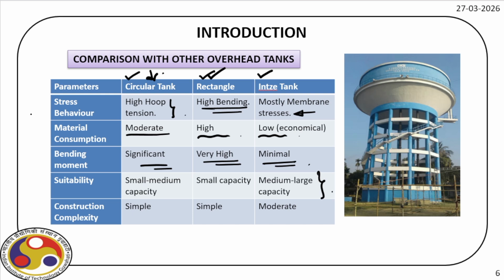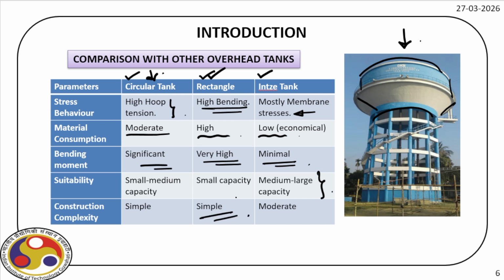Now, of course, you can see the picture on your screen. It has different components, particularly this sloped surface. Then there is a dome at the bottom, there is another dome at the top, a cylindrical portion along with ring beams. So the construction complexity is really more compared to other forms, for example, circular or rectangular tank. Rectangular tank is the simplest one.